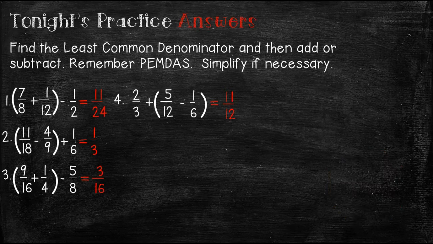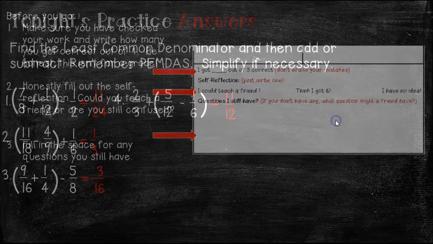All right, here are your answers for tonight. The answer to number 1 is 11/24. The answer to number 2 is 1/3. The answer to number 3 is 3/16. And the answer to number 4 is 11/12.